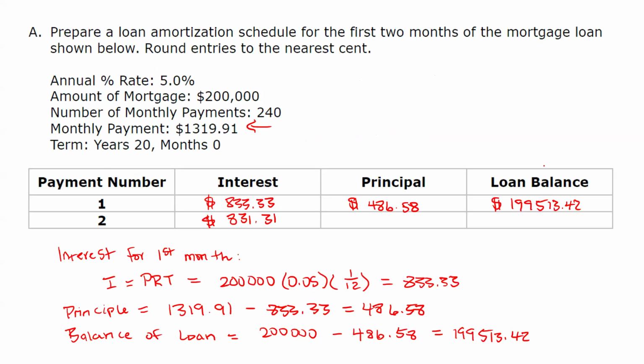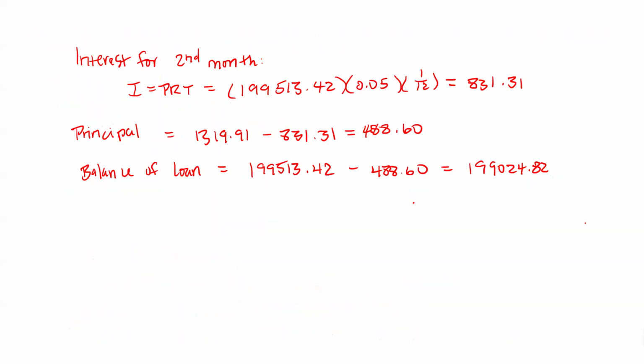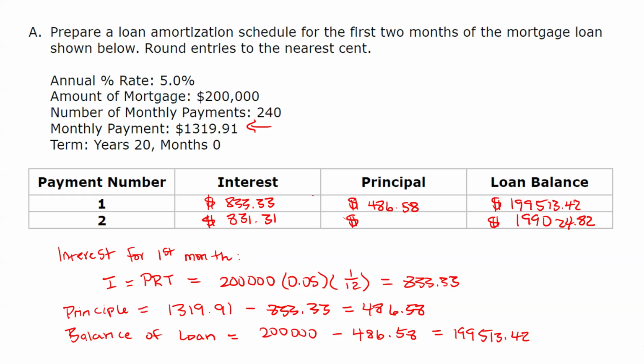So 199,024.82. So let's fill in the rest of our table. 199,024.82, and then our principal, 488.60. Alrighty, nice.